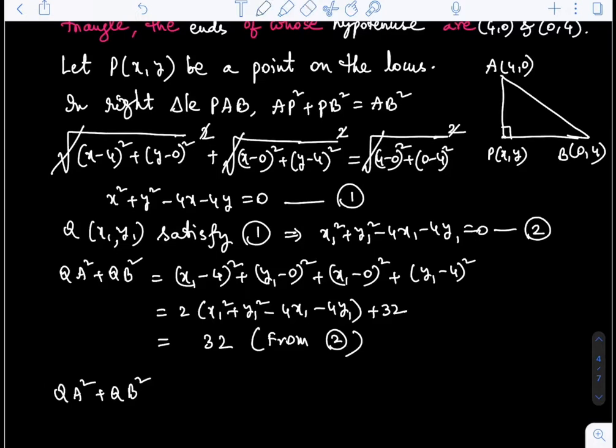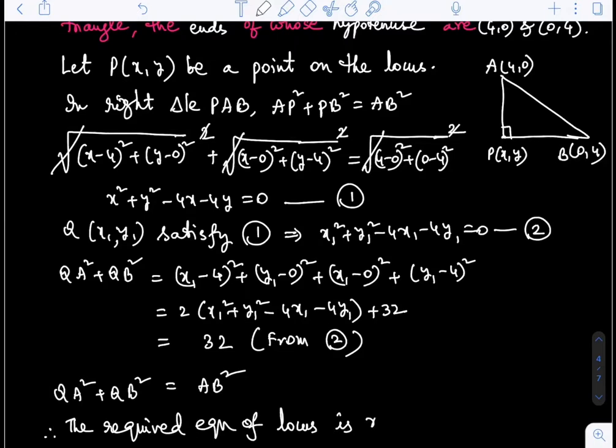Let me write in a step. This is equal to AB square. That is, it satisfies. So with this, what is the conclusion? Conclusion is the required equation of locus is 1. What is that? So the required equation of locus is x square plus y square minus 4x minus 4y is equal to 0. It is from 1. So this is the answer.